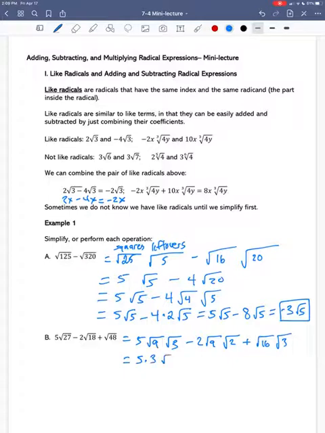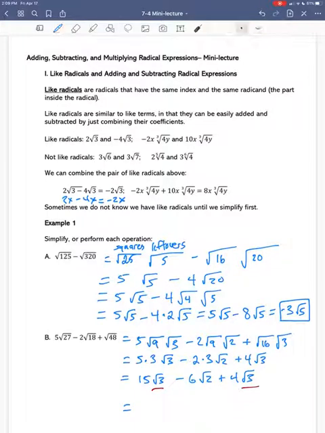So 5 times 3, square root of 3, minus 2 times 3, square root of 2, plus 4, square root of 3. So I get 15 times the square root of 3 minus 6 times the square root of 2 plus 4 times the square root of 3. So I have some like radicals here. The square root of 3's are like radicals, but that square root of 2 isn't. So I can put together the square root of 3 stuff. So the coefficients, I get 15 plus 4. So that would be 19 times the square root of 3, and I have to leave the 6 square root of 2 on its own. It can't be combined with the other term.